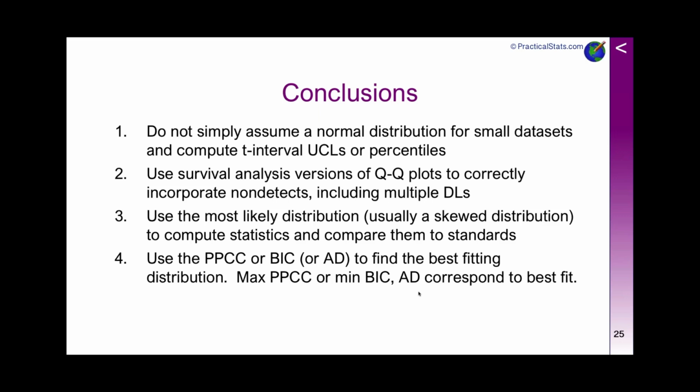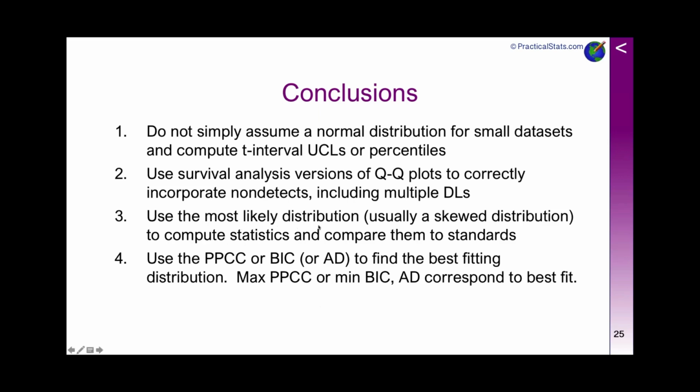The survival analysis version of QQ plots, the one that leaves spaces for all of the non-detects and correctly computes the percentiles, accounting for that necessary space, those versions are much better to use, and they handle multiple detection limits. I gave you one example with a single detection limit, but they handle multiple limits. They're just going to stick in, it's like sticking in air pillows and holding the space.